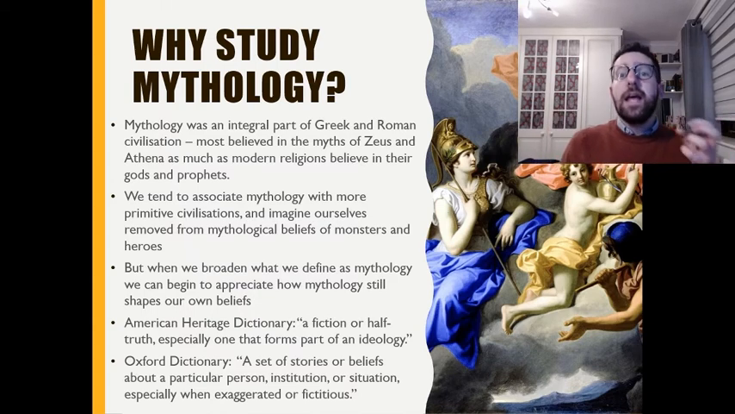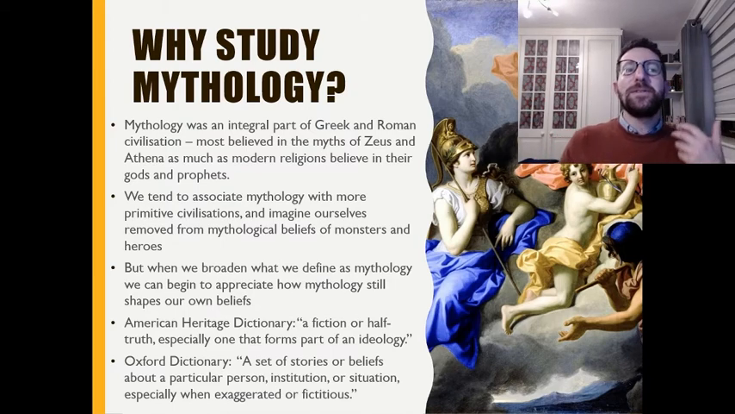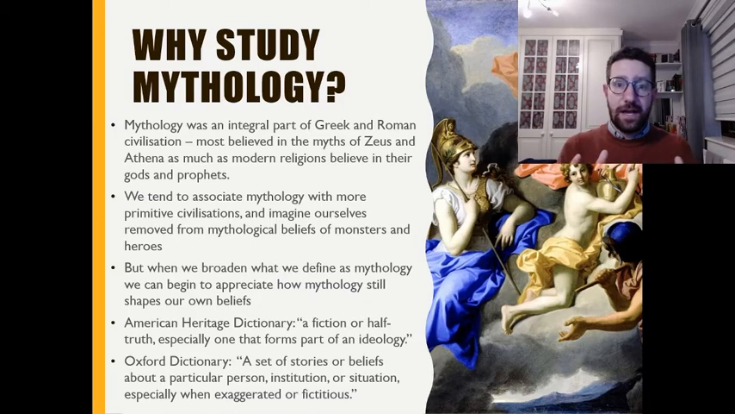The Oxford Dictionary then defines mythology as a set of stories or beliefs about a particular person, institution, or situation, especially when exaggerated or fictitious. So as you can see then, the Oxford Dictionary focuses on the storytelling elements, but also the belief elements. So someone must, of course, believe in mythology in order for it to be important. And of course, it can be about a wide range of different things. People, places, events. It really doesn't matter. What's important, though, is who is believing them and how that shapes their views of the world around them.